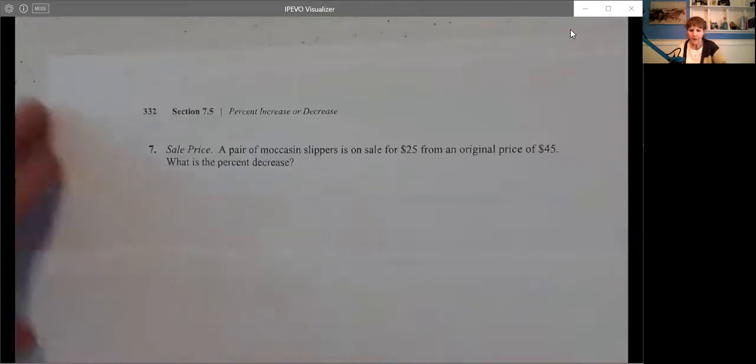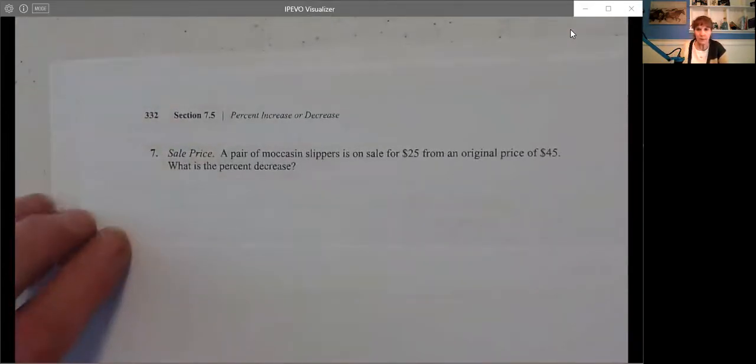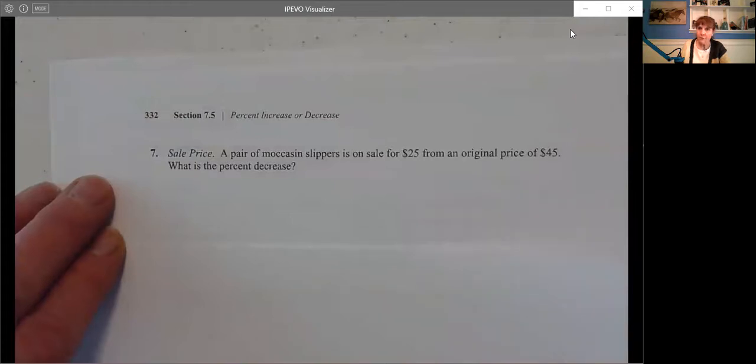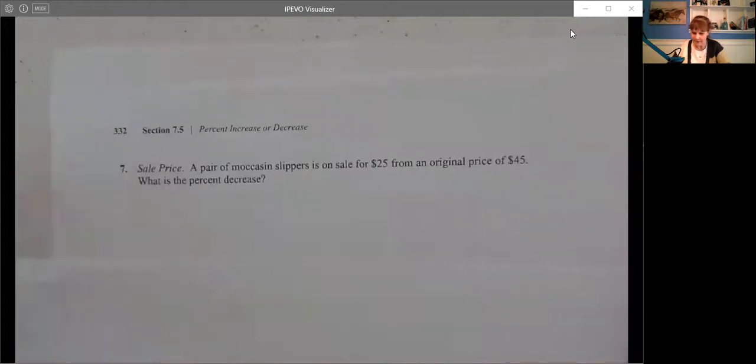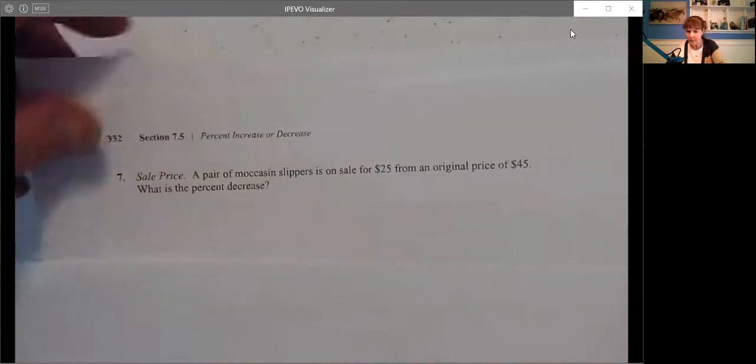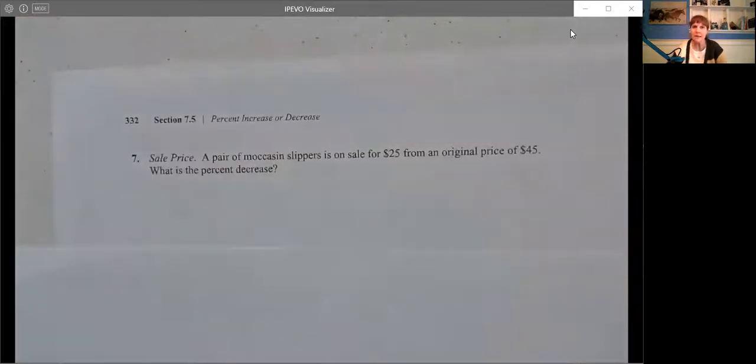All right, a pair of moccasin slippers is on sale for $25 from an original price of $45. What is the percent decrease? We could say it's a markdown. Percent markdown is another word for percent decrease. Stores mark things up. It's a percent increase that they add to the price of the object so that they can make some money. So here, a percent decrease or a markdown, but anyways, it'll be the same thing.